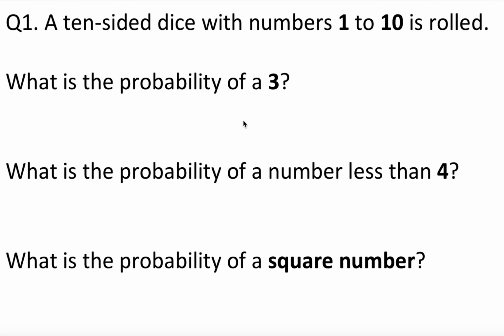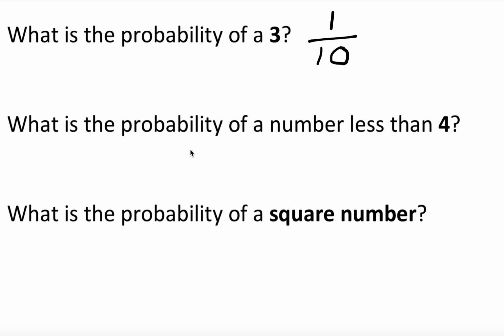If you've got 10 different numbers, the probability of getting a 3 is, well, there's only one 3 on the dice, so it's going to be 1/10. 10 different options, and you've only got one chance of getting a 3. So there's your answer. The second part of the question is, what is the probability of getting a number less than 4?